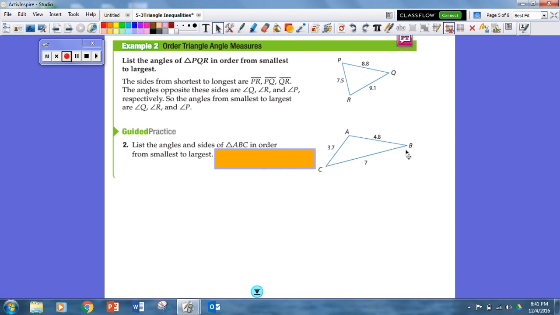Again, if I do this for ABC, I look for the smallest side, which is AC. Therefore, the smallest angle is B. The medium side is AB. Therefore, the medium angle is C. And the largest side is 7, or CB. Therefore, the largest angle is A.